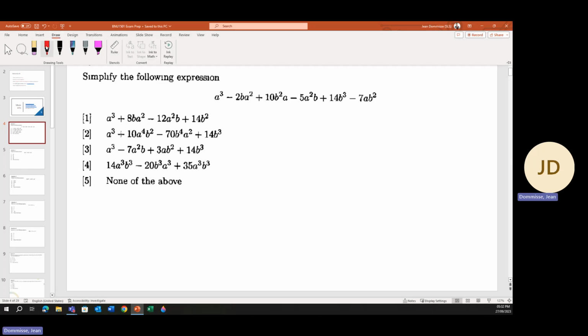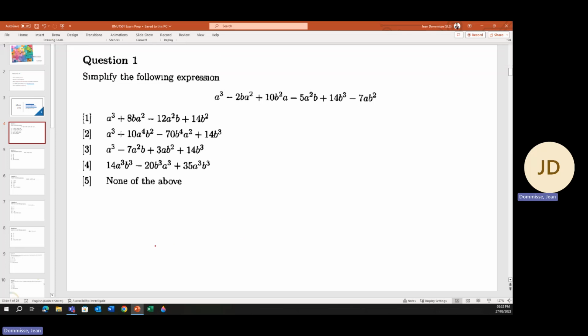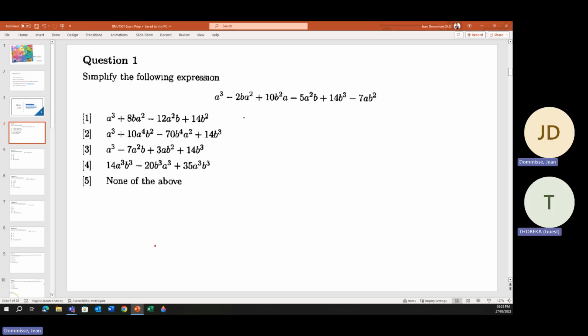So let us quickly start. When you get a question like this, where you need to simplify it, what I normally would do is to group things together.